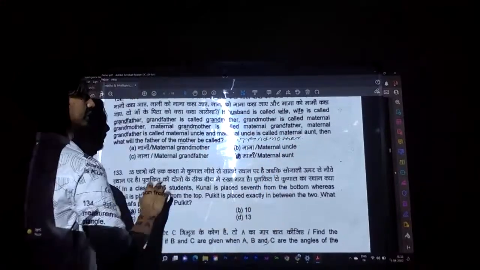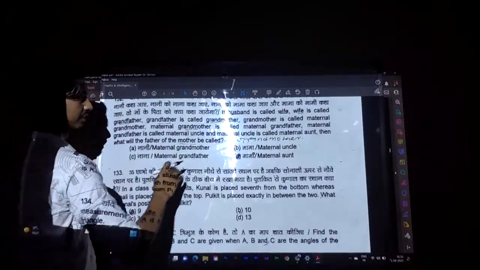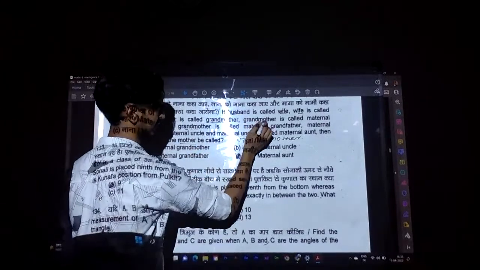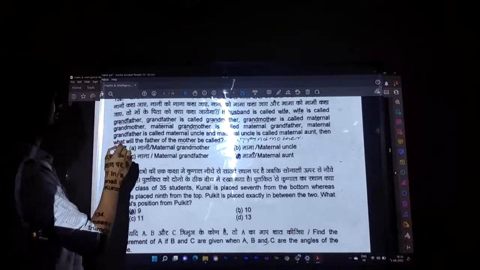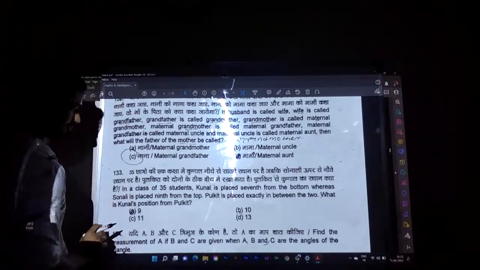Just look in the question for how the grandmother is given, what the relation of the grandmother is. So here, as we can see, grandmother is called the maternal grandfather. So the option will be option number C, maternal grandfather.